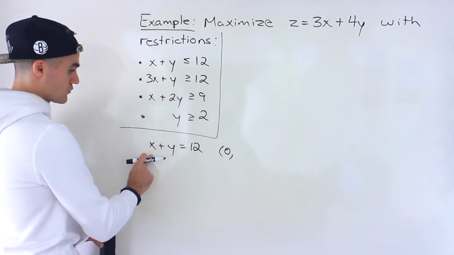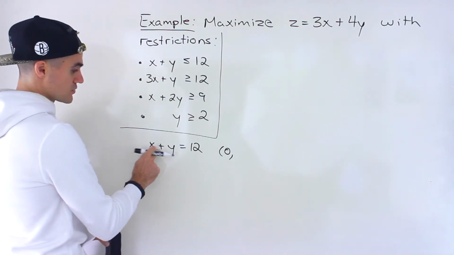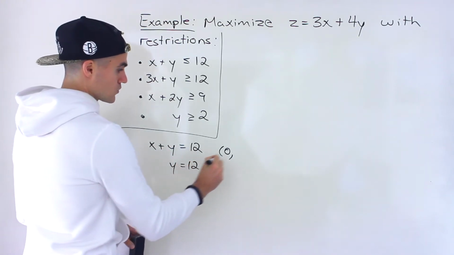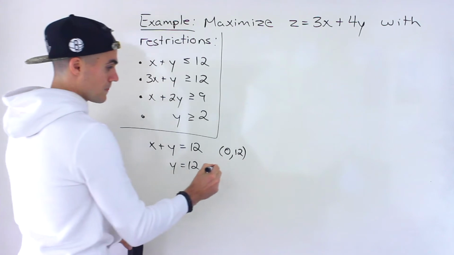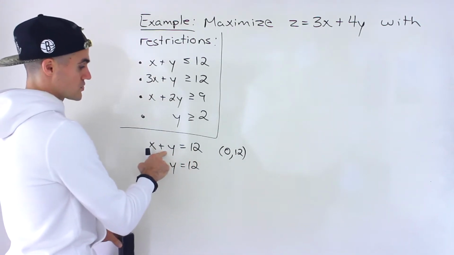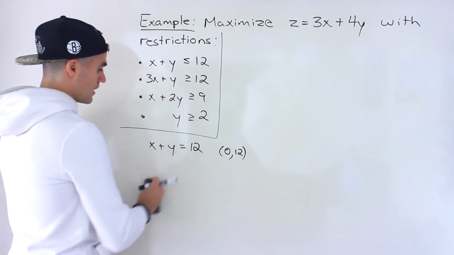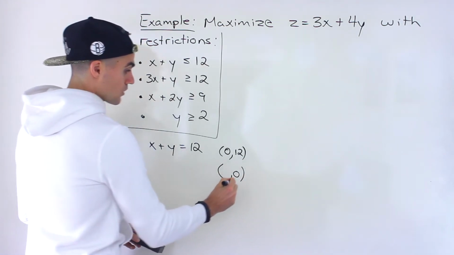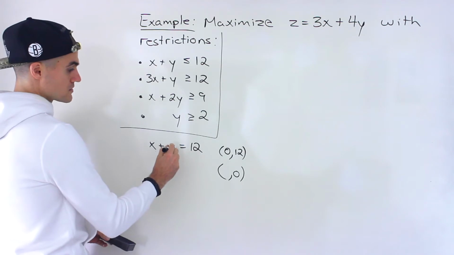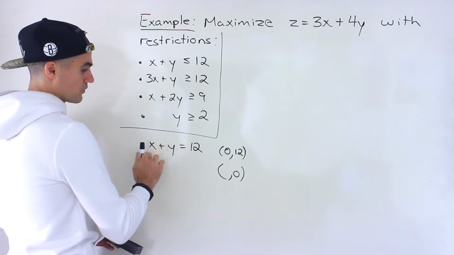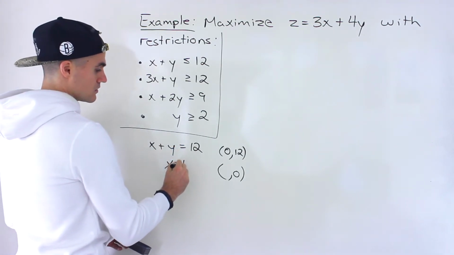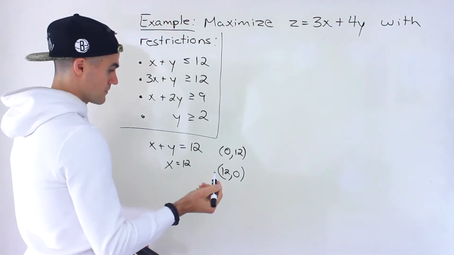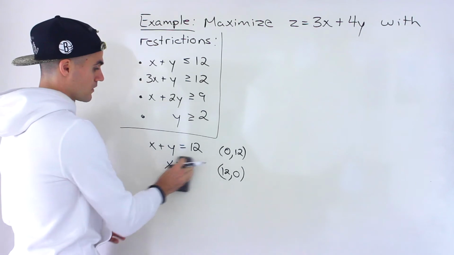So to find the y-intercept, we'd plug in 0 for x, and notice then we'll have 0 plus y is equal to 12, and we'd end up with y equaling 12. So we know 0 and 12 would be the y-intercept of this line here. And then for the x-intercept, we'd plug in 0 for y, so we'd end up with x equals 12. So 12 and 0 would be the x-intercept for this line over here, right?